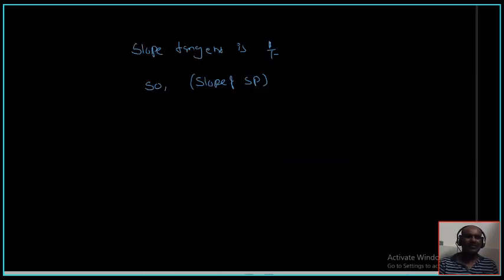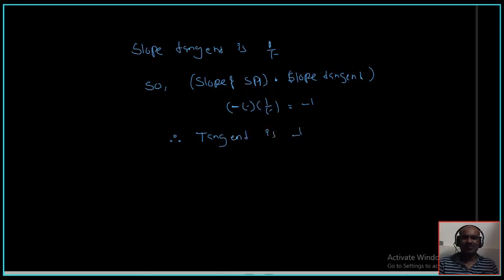So what should I write? The slope of the tangent is 1 by t, and the slope of SA, I can say, SA into slope of tangent. This is minus t, and this is 1 by t, equal to minus 1. Therefore the tangent is perpendicular to SA, and the point is A. So now I can conclude.